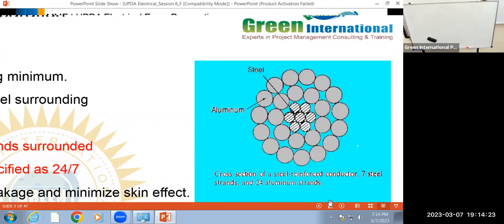In this steel reinforced conductor, 7 steel conductors and 24 aluminum strands. So this conductor is represented by the number of aluminum conductors slash number of steel conductors. So for this particular diagram, the ACSR conductor is represented by 24/7.